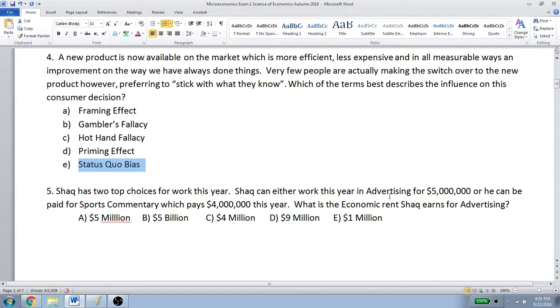Shaq has 2 top choices for this year's work. Shaq can either work this year in advertising for $5 million, or he can be paid for sports commentary, which pays $4 million this year. The economic rent Shaq earns for advertising is equal to $1 million, the answer. Remember that economic rent is equal to the value associated with your first choice, subtracting the value associated with your second choice. In this case, because his first choice was worth 5 million and the second choice was 4 million, then the economic rent is equal to 1 million.